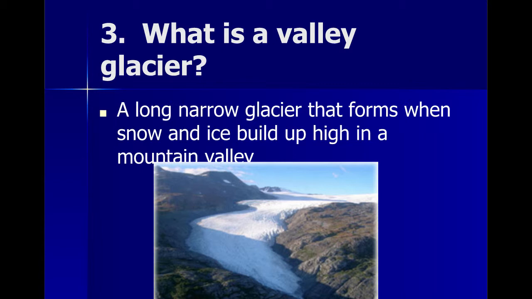A valley glacier is a long, narrow glacier that forms, so you're writing valley, and this is a long, narrow, see how it's a long and narrow glacier, and it forms when snow and ice build up in a mountain valley. So you've got mountains on both sides, and then this is the valley, and the ice is going to form in the valley. So you're going to write mountain, valley.